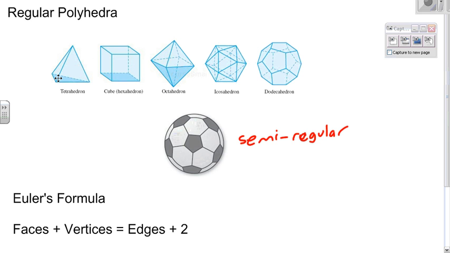So I have been using the term face to talk about the polygons that make up the polyhedra. The edges are the lines that make up the sides of the polygons, and then the vertices are all the corners. And Leonhard Euler came up with a formula that actually related the faces, vertices, and edges for any polyhedra, not just regular ones or semi-regular, but any polyhedron. And that is faces plus vertices equals edges plus 2. For any polyhedron, this is true.